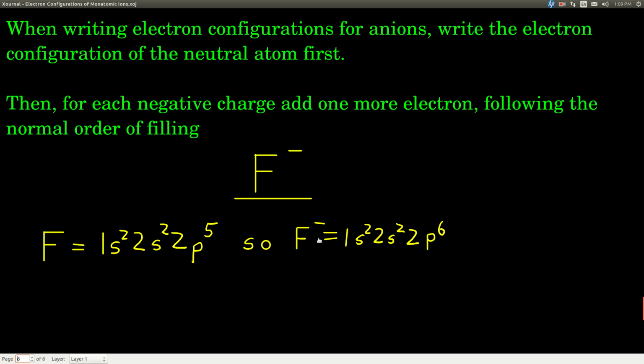Now note, if we wanted to make this a 2 negative, we couldn't put any more electrons into the 2p subshell. We'd have to go out to 3s and write 3s1 after that.